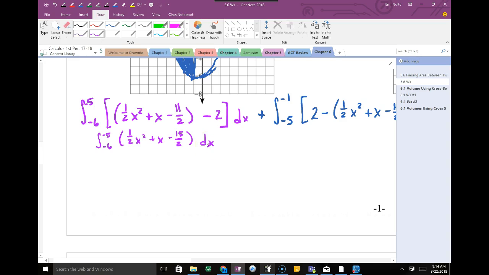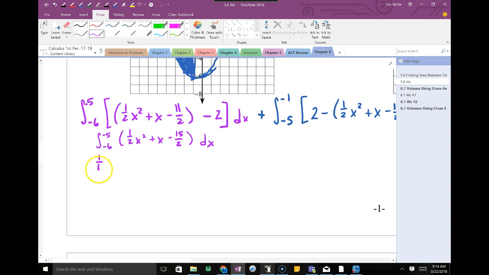Okay, now I'm going to integrate each term, and I expect to see this on your papers. I want to see your practice of how to integrate. So what is the integral of 1/2 x squared? Can you do that in your head? 1/2 x squared, what's the integral?